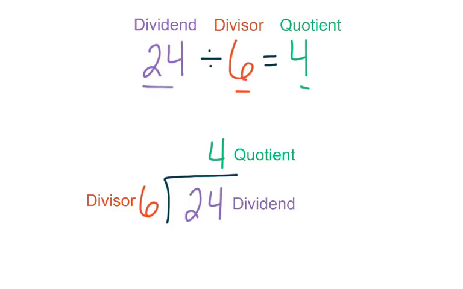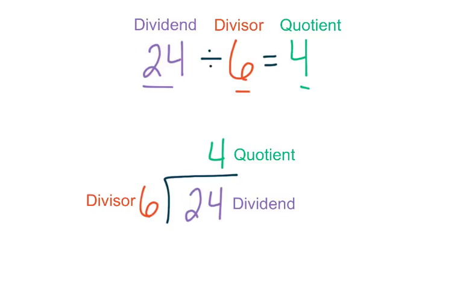So these are our 3 basic vocabulary words that we're going to deal with. Our dividend is our bigger number. That's the one that's going to be split up. Our divisor is how many pieces it is going to be split up into, and then we have our quotient, which is our answer, or how many go in each of those sections.